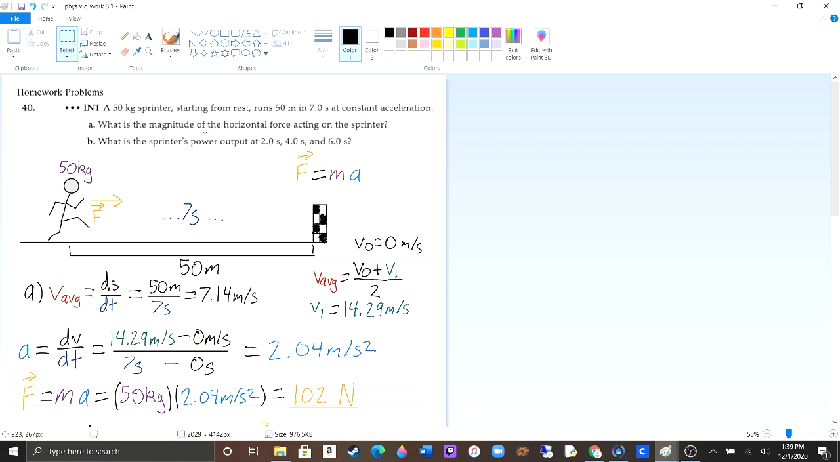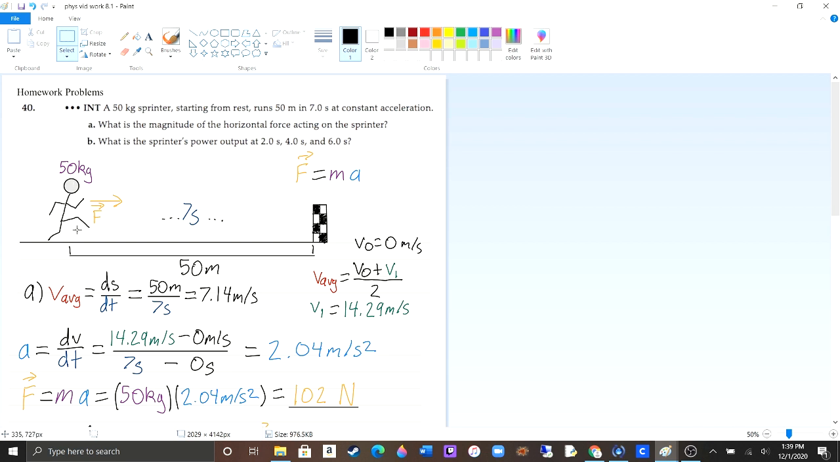So this is going to be problem 40, and it is a 50 kilogram sprinter starting from rest runs 50 meters in 7 seconds at constant acceleration. So for part A, we have to find the magnitude of the horizontal force acting on the sprinter. And for part B, we have to figure out the sprinter's power output at 2 seconds, 4 seconds, and 6 seconds. So here we have a little diagram showing what is happening and all of the parameters.